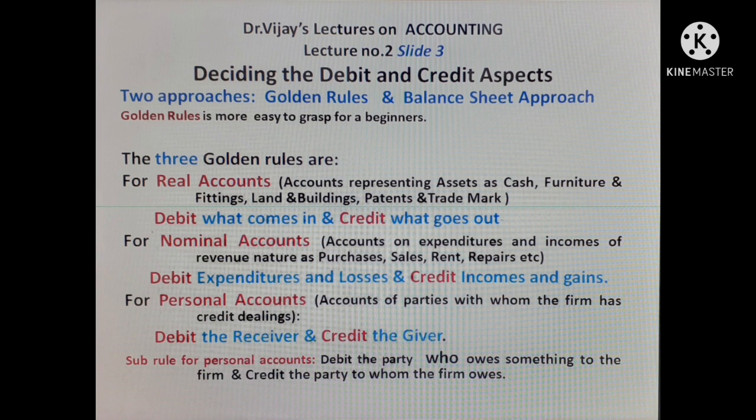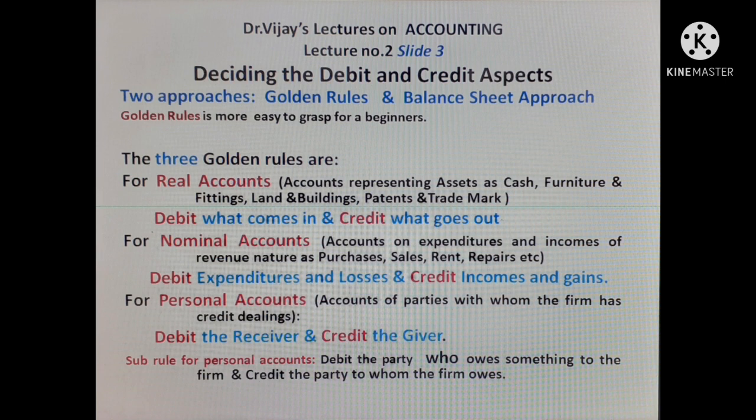When you are selling goods to N, you know sales account is to be credited because sales is income. N is the receiver. You are selling goods to him. He is not paying cash, so he is a receiver. N's account is to be debited.